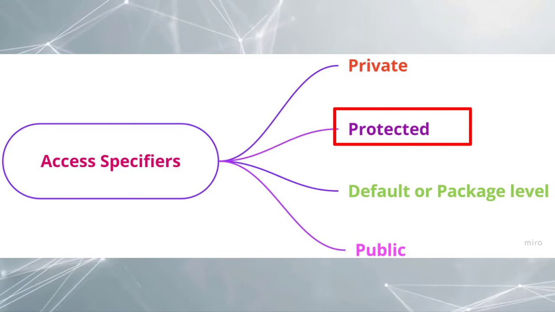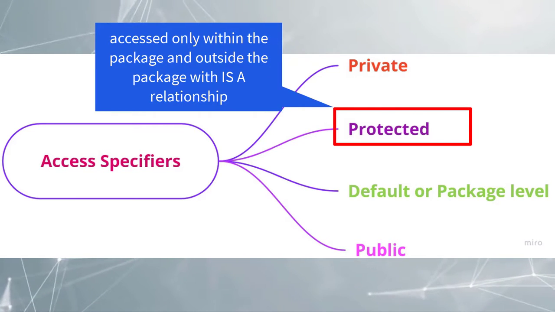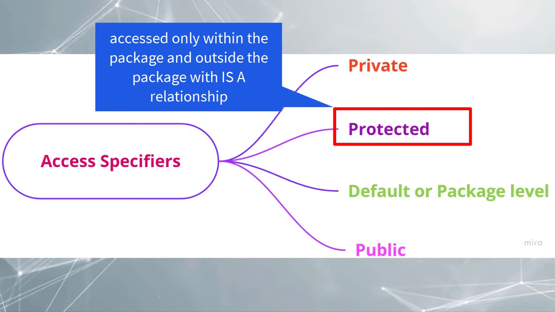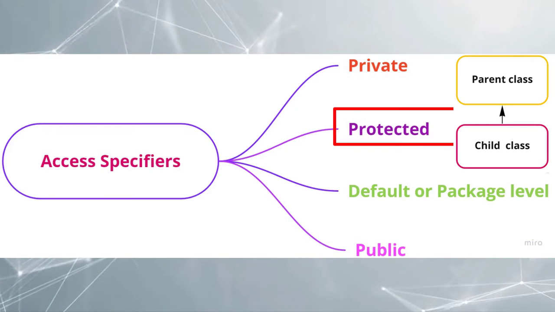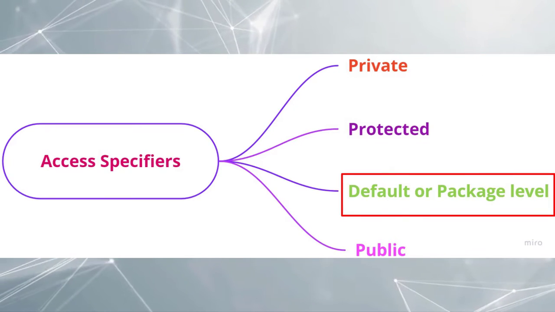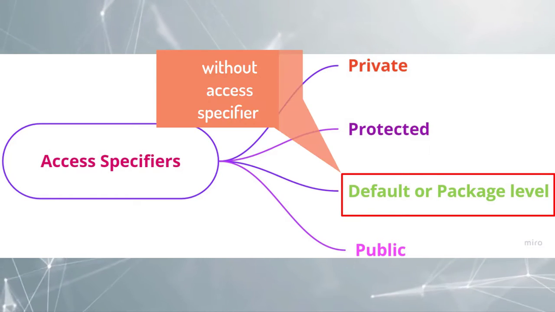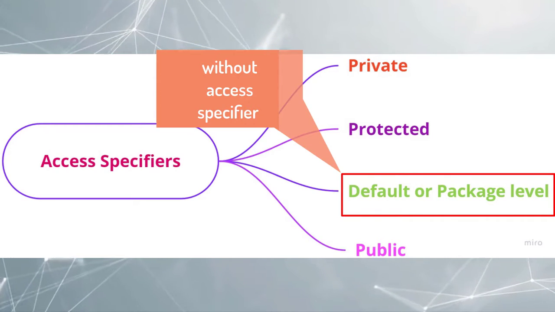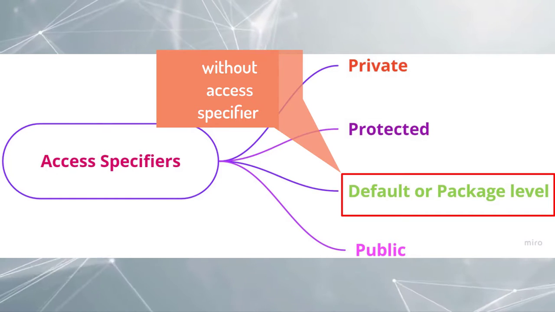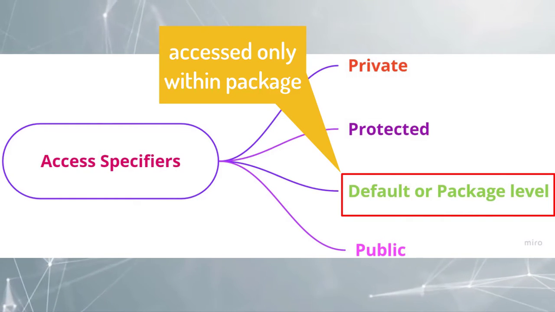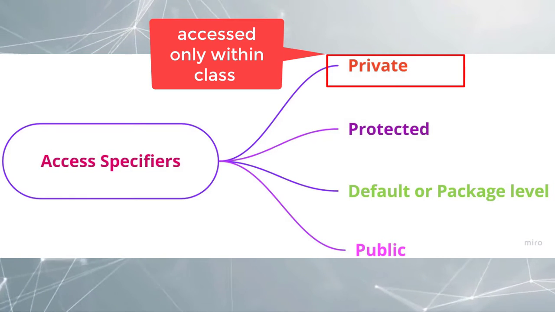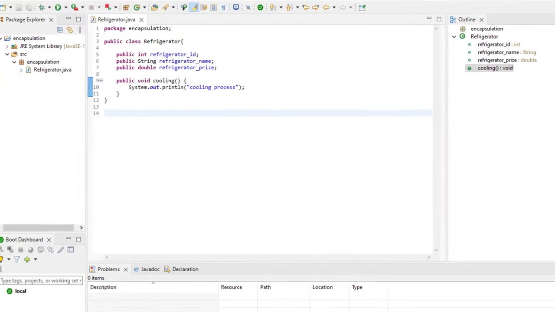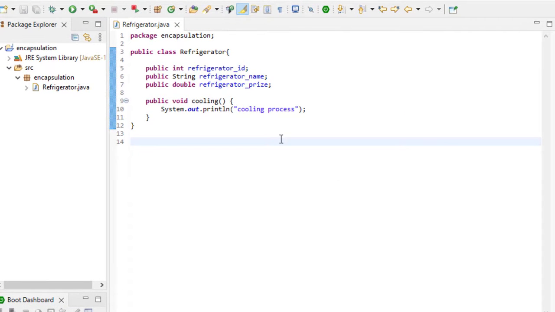For protected, any member of the class declared as protected can be accessed within the package, and outside the package with an is-a relationship, so there should be the inheritance concept. For default or package level, any member of the class declared without any access specifier is called the default access specifier, and it can be accessed only within the package. And for private, any member of the class declared as private can be accessed only within the class. Let's go back to the program. Here the access specifier is public, so these data members can be accessed from another class.